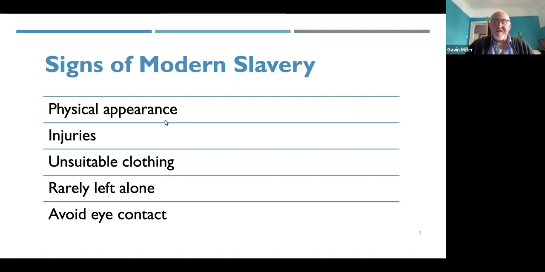The worker might rarely be left alone and seem under the control of someone else who's always speaking on their behalf. And this person might be controlling their passport and might be the person who drives them to and from work as well. Also, victims quite often will avoid eye contact. They'll really seem frightened and might even refuse help when initially offered.